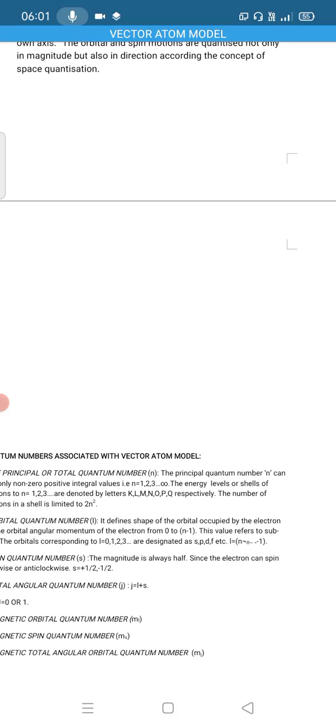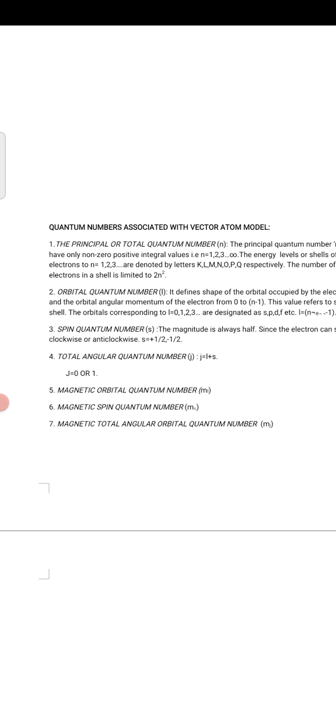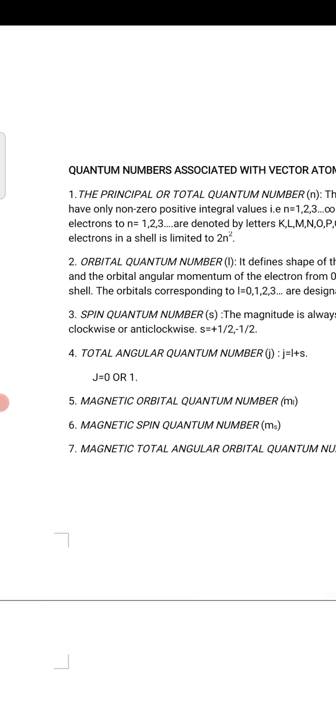Seven quantum numbers are associated with the vector atom model. First is the principal or total quantum number, second is the orbital quantum number, third is the spin quantum number, fourth is the total angular quantum number, fifth is the magnetic orbital quantum number, sixth is the magnetic spin quantum number, and seventh is the magnetic total angular quantum number. We will explain them one by one.